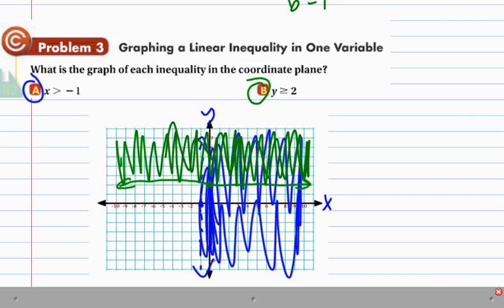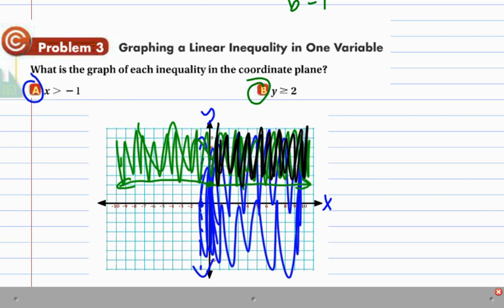Now, the reason I put them both on the same graph is to show you that when we get to systems of inequalities, which is next, when you have two inequalities, you graph them both, and whatever part they're both shaded in, which is just this section right here, that would be the part where the solutions could be. All right?